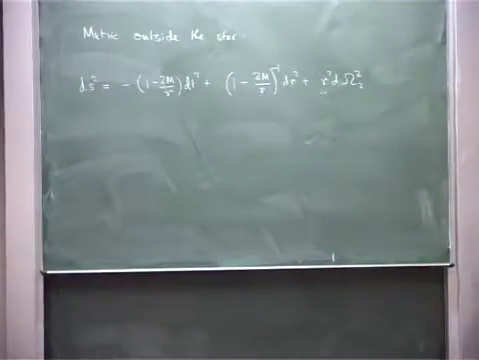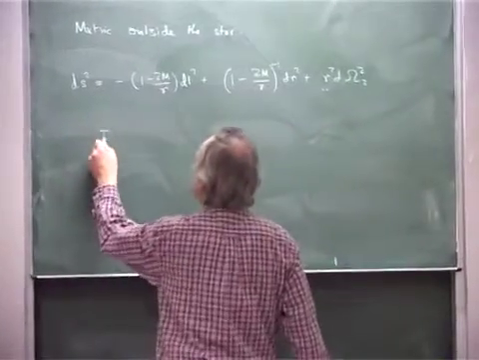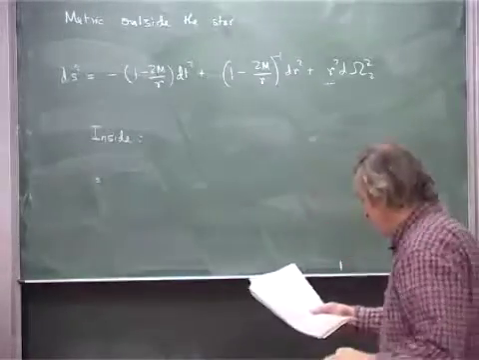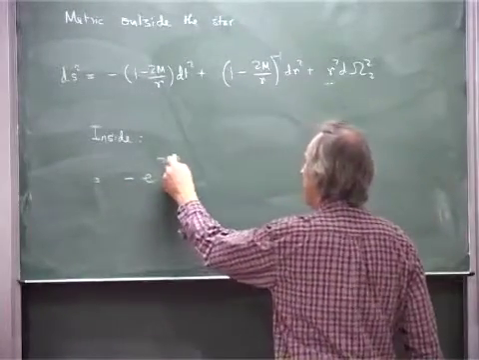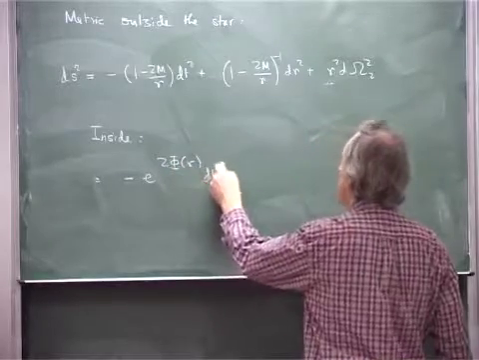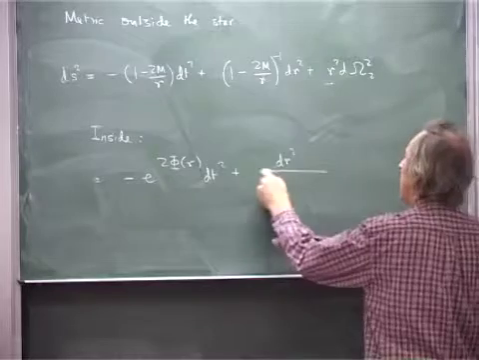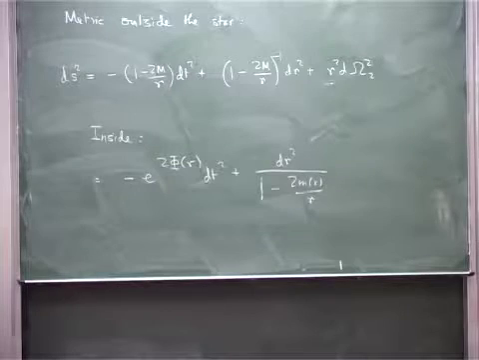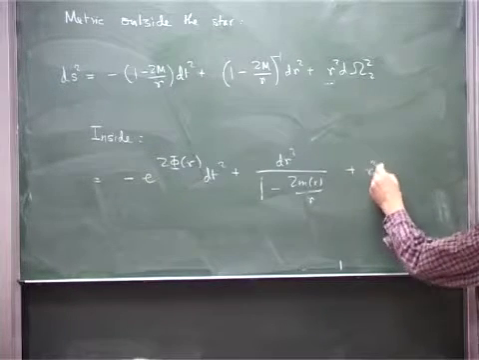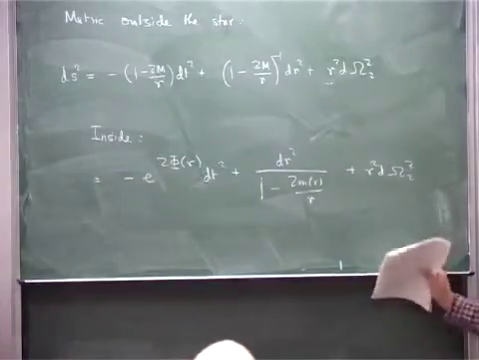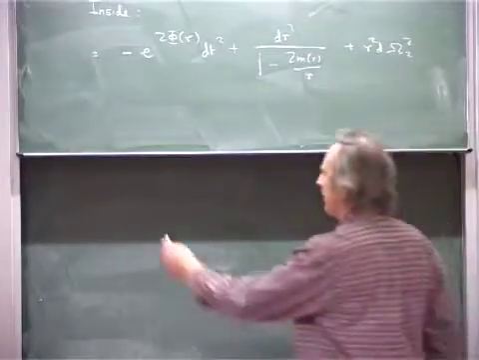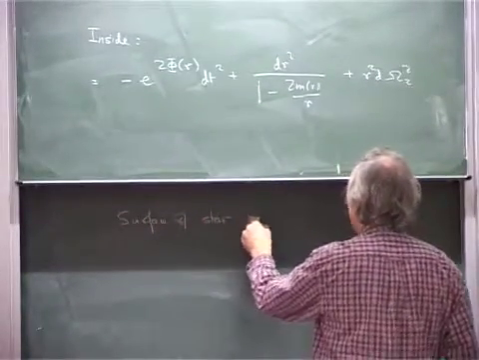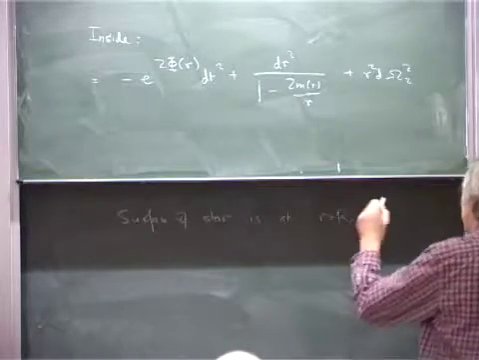The metric inside the star we said was going to be similar, but perhaps strangely parameterized, so that this was minus e to the 2 phi of r dt squared plus dr squared over 1 minus 2 m of r divided by r plus r squared d omega squared. And obviously the whole solution has got to match up at the surface. The surface of the star is at r equals big R.